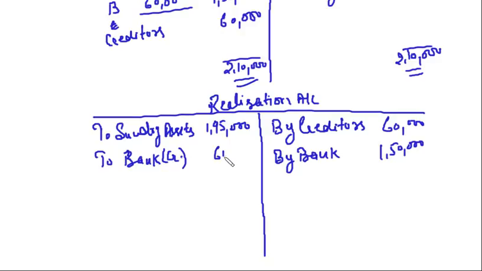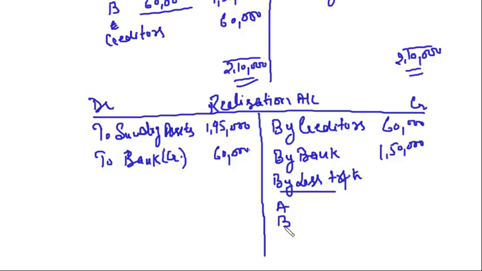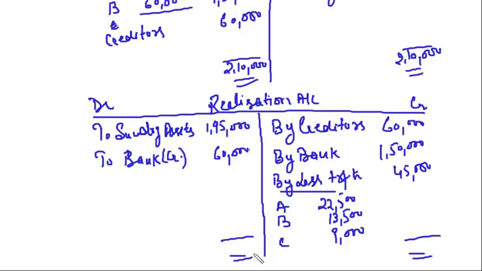Creditors 60,000. Now which side is more, debit side or the credit side? Debit side is more than the credit side. That means we have a loss transferred to A, B and C. What is the amount of loss? 45,000. The profit sharing ratio is 5:3:2. That means 22,500, 13,500 and 9,000. This is your realization account.